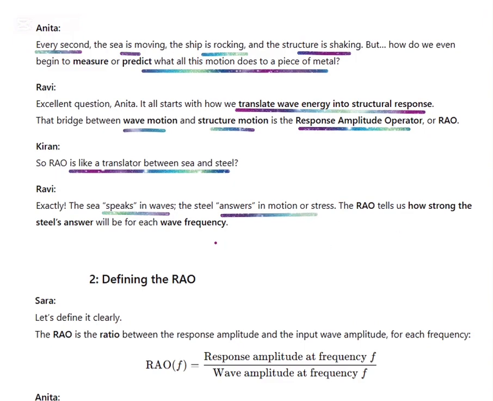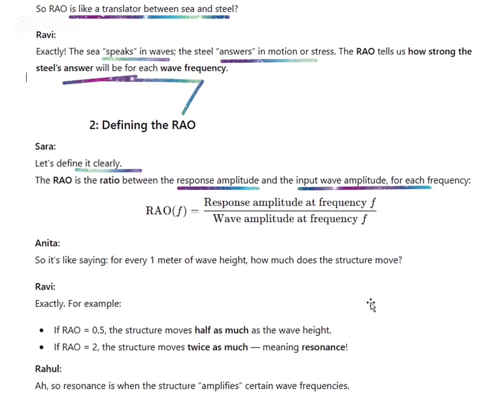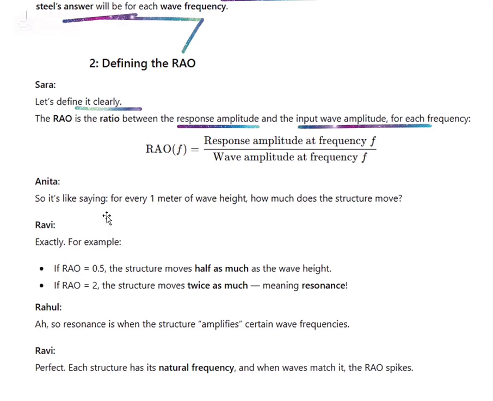RAO tells us how strong the steel's answer will be for each wave frequency. So let's define it clearly. RAO is the ratio between the response amplitude and the input wave amplitude for each frequency. So it's like saying, for every 1 meter of wave height, how much does the structure move?